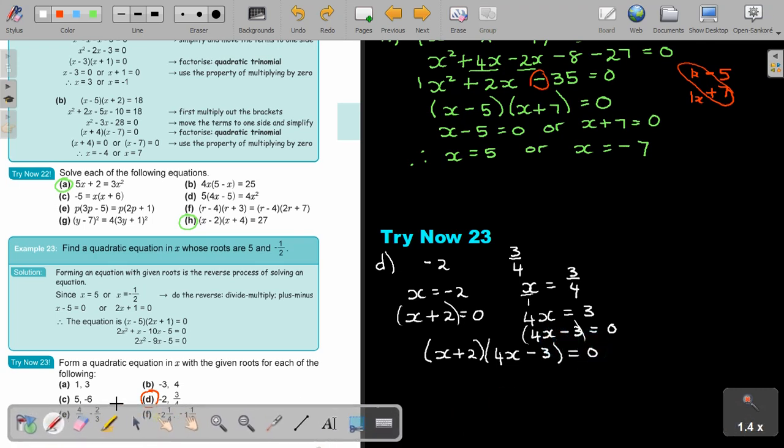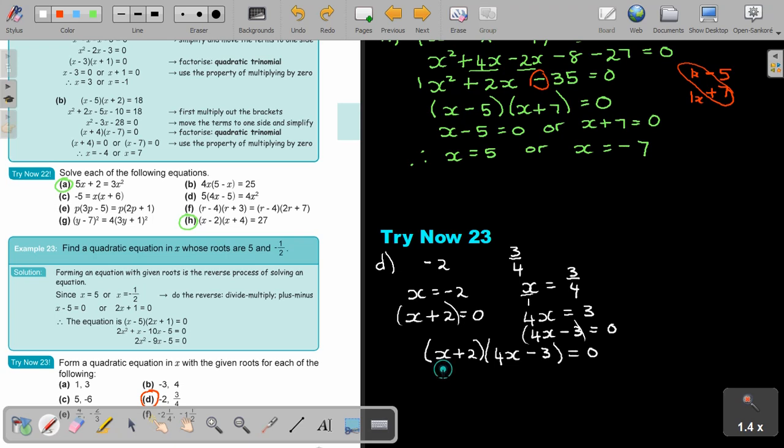And then you just multiply out, and you're going to get 4x squared minus 3x plus 8x minus 6 equals 0. So it's 4x squared plus 5x minus 6. And that will be your final answer. So that is your quadratic equation. That is the reverse process. Usually they give you this and they say solve it, then they want you to get this. But be able also to do the reverse.